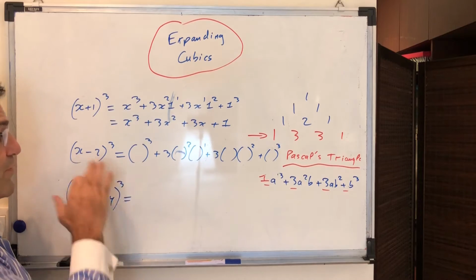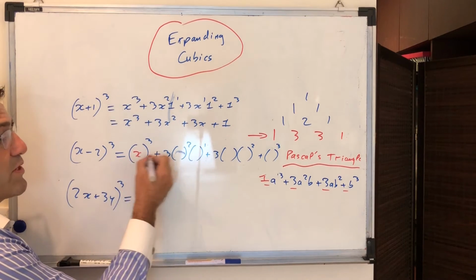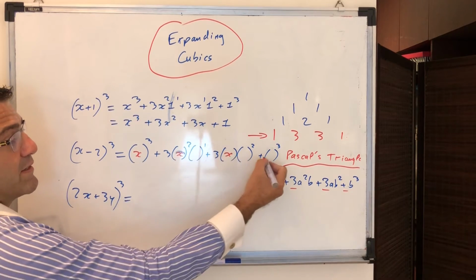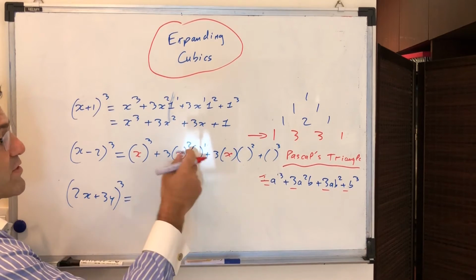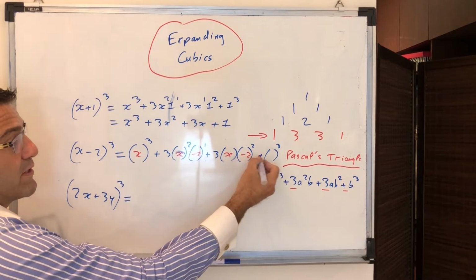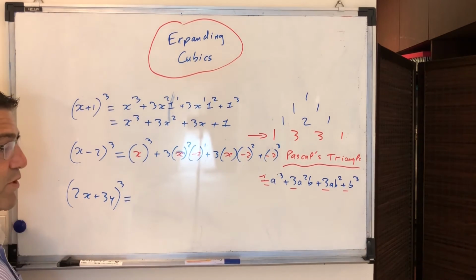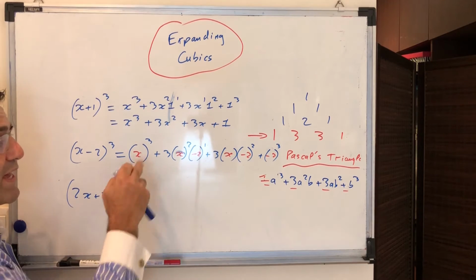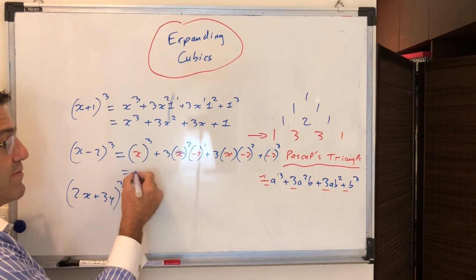Well, the first value is x, so each one of those is going to be x, and then each one of these is going to be negative 2. So let's try and work this out. So first I get x cubed, that's nice and easy.